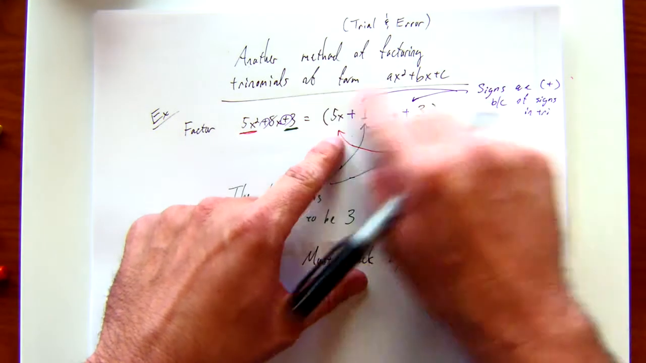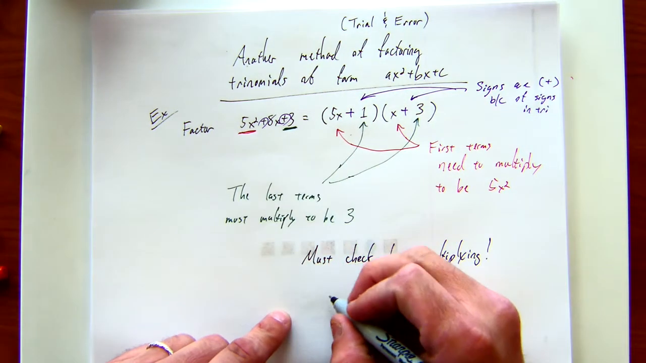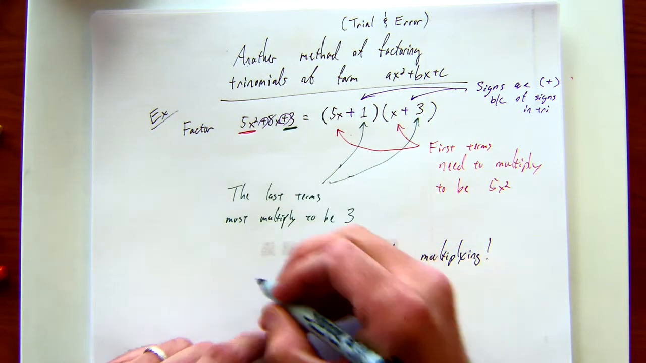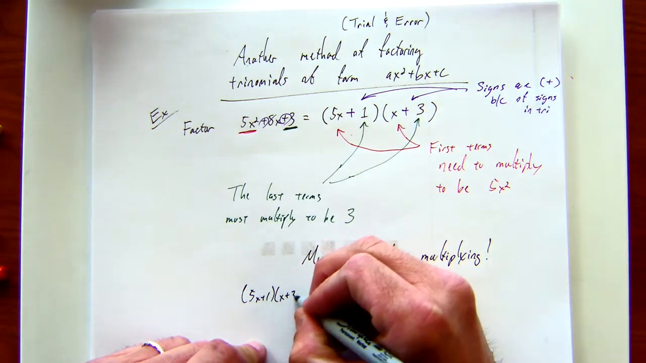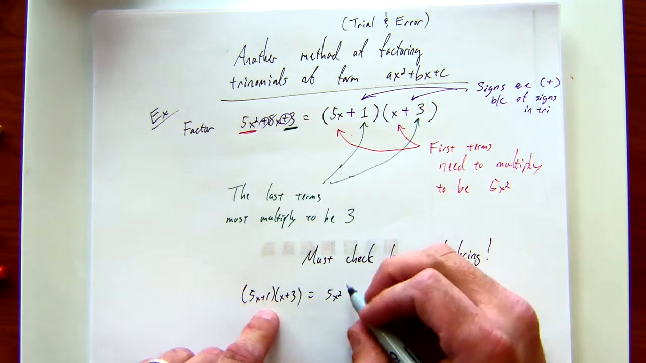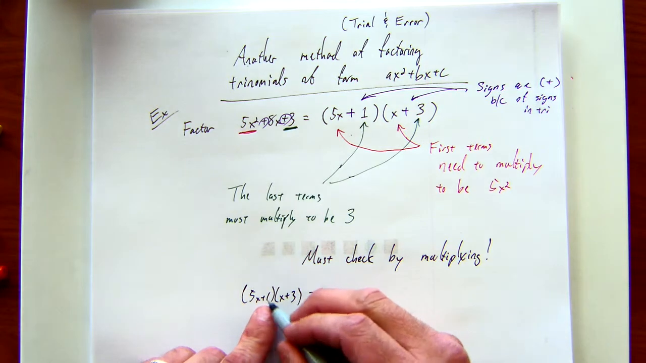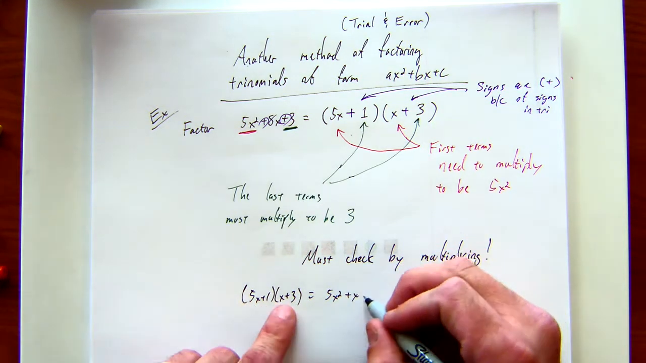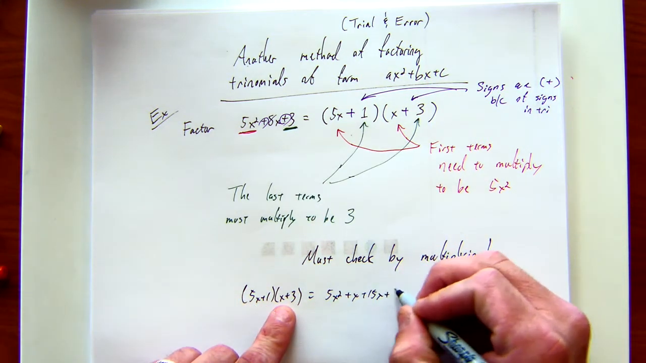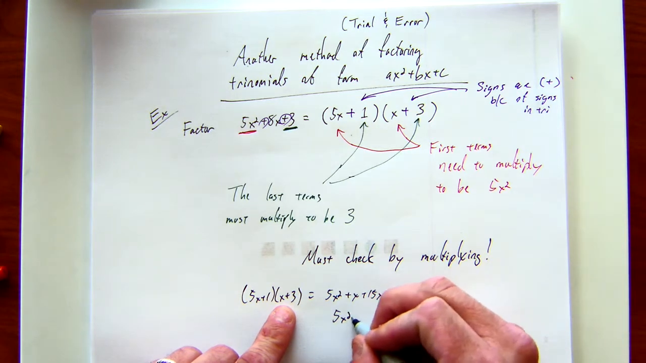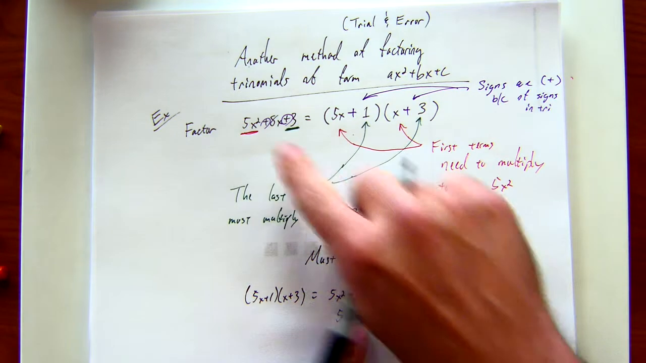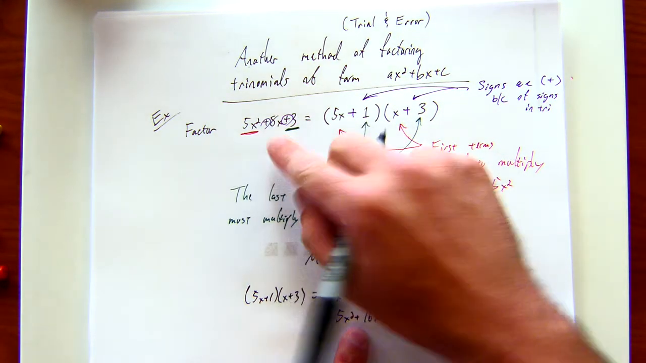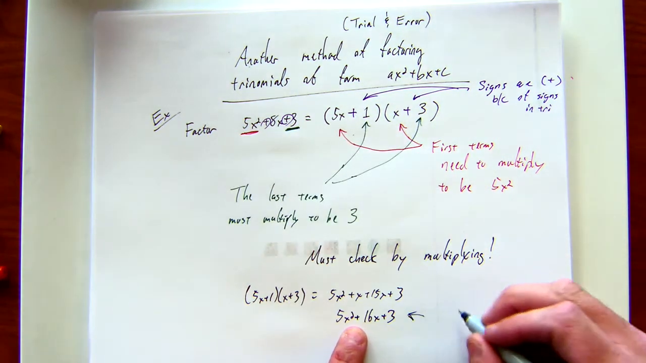So does this multiply to be that? So this is going to be 5x squared, let me just write it, 5x plus 1 times x plus 3 is equal to 5x squared plus an x, my inner terms, plus 15x plus 3. This is 5x squared plus 16x plus 3. Does this equal that? No. So this didn't work.